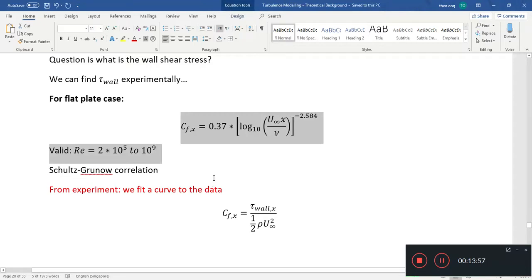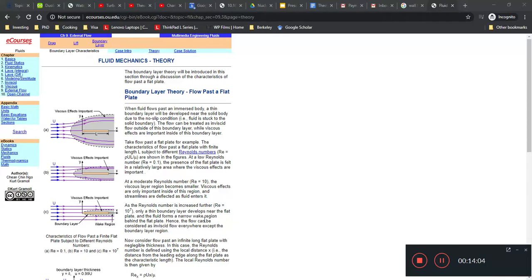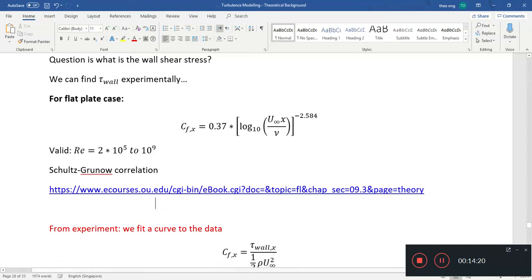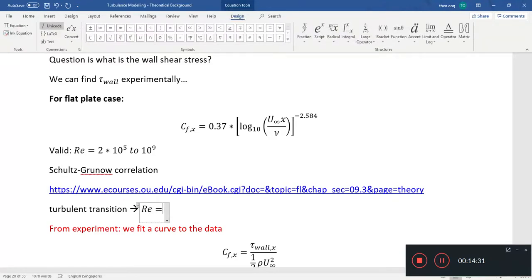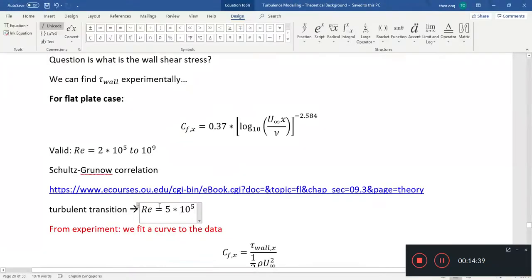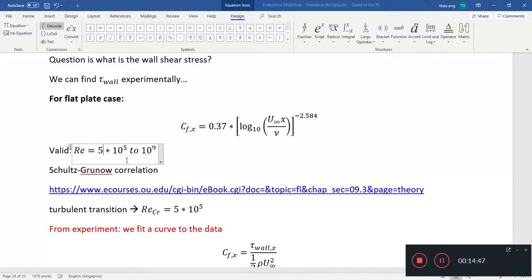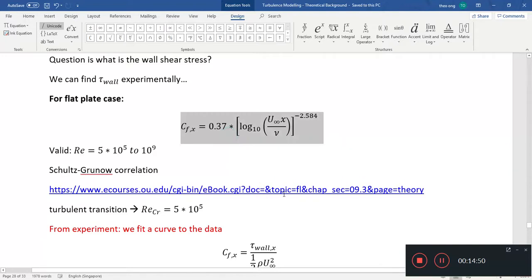For laminar flow, another relation applies. When is this turbulence actually important? From this website anyway, the turbulent transition comes at a Reynolds number of 5 times 10 to the power of 5. This is the critical Reynolds number as shown by this website for flat plate flow. So actually, I think it's not 2 times 10 to the power of 5. It should be 5 times 10 to the power of 5 all the way to 10 to the power of 9. This is just experimental data fitted for the turbulent region.